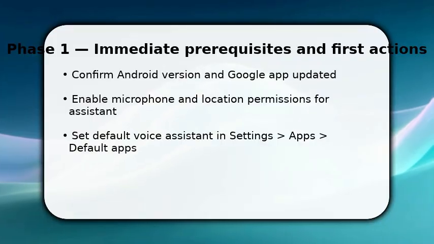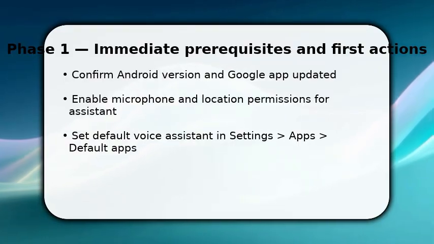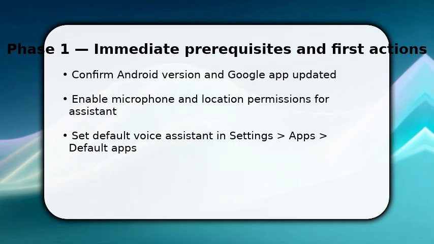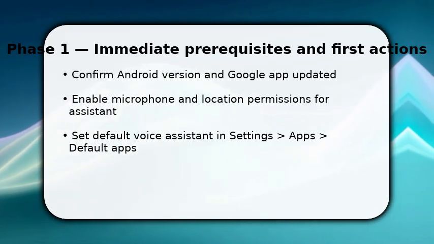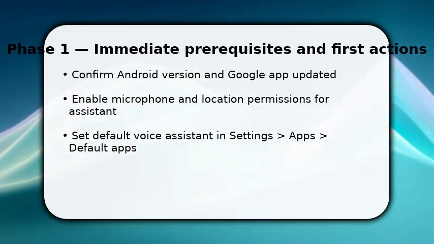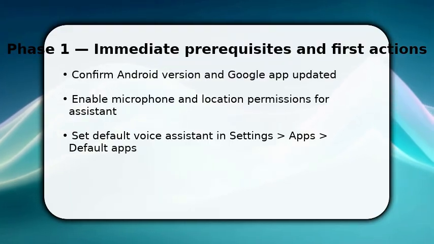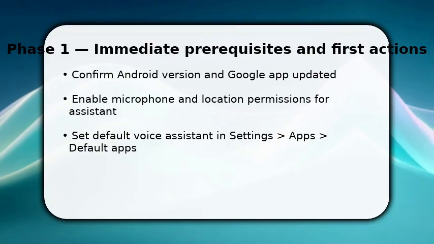You'll start by confirming essentials so the assistant can work reliably. Open Settings, check Android updates, and update the Google app. Doing this prevents feature mismatches. Once done, grant microphone and any location permissions so voice detection and context work.